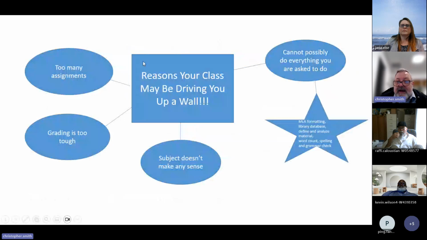MLA formatting, the library database, define and analyze material, word count, spelling, and grammar check. I didn't do a drawing for this because I wanted to print this so you could see it more clearly. You'll realize in a second my handwriting is somewhat difficult to decipher, but I wanted that to be clear to you. What I'd like to do now is present a second reading, a follow-up to the reading from beforehand, and have us together create a mind map for it.